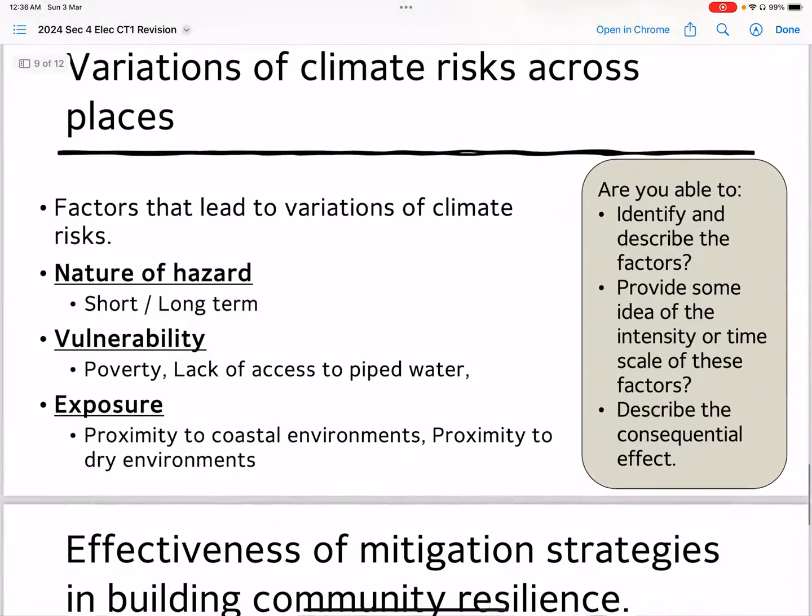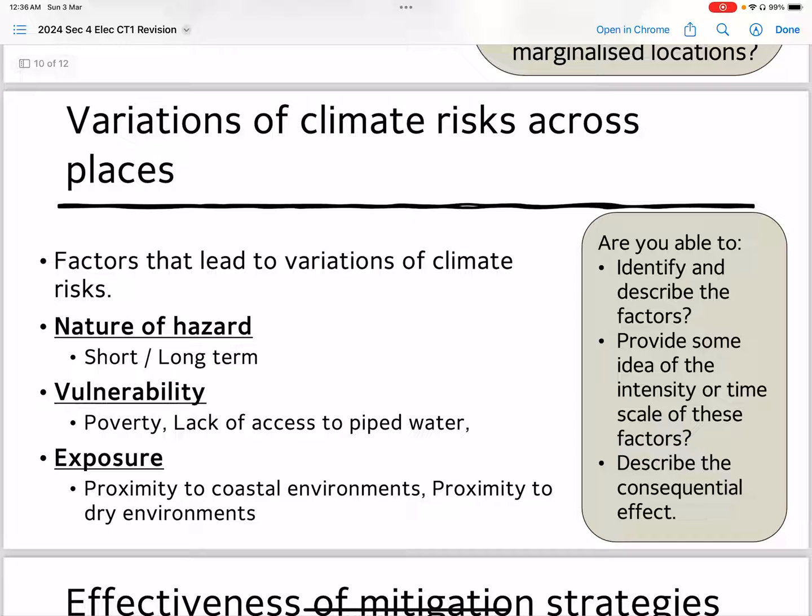Okay, moving on, we will also need you to look at variations of climatic risk across places. So, what are some of these factors that can lead to variations of the climatic risk? Right, the nature of the hazard: is this a short-term hazard, or is this actually a long-term hazard that is putting your area at risk? Is your area itself vulnerable? In terms of vulnerability, are your people poor? Is the government poor? Do you have access to basic things like piped water, electricity? These are things that will have a consequential effect when you're trying to deal with climatic risk.